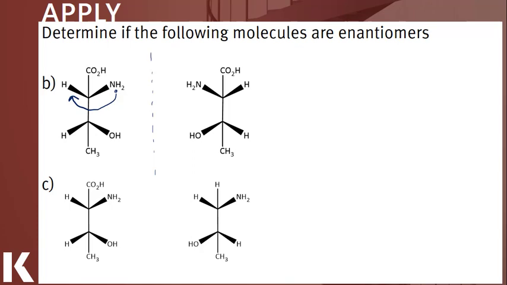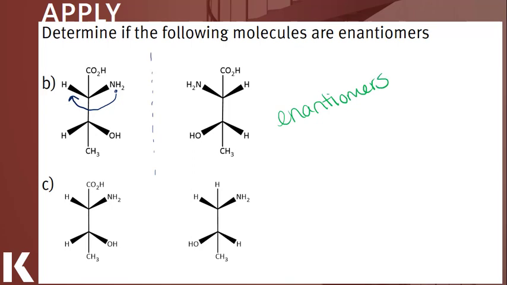And remember what solid wedges mean. They mean that molecule's coming out of the page at you. So if I were to spin that molecule on the left around so that my NH2 is on the left, well, now that NH2 is on a dash and going into the page. So these are mirror images, but they are not superimposable, so they are enantiomers.